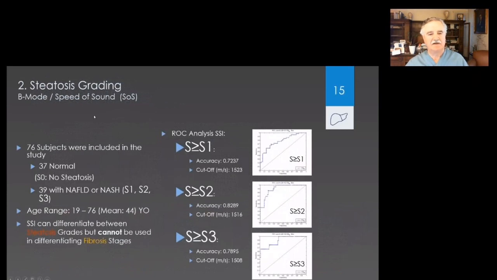These are the results of our study. We have taken 37 normal and 39 patients with NAFLD and NASH. The result was that speed of sound, SSI, can differentiate between steatosis grades, but cannot differentiate between fibrotic stages. Those are the results and the accuracies with the cutoff values.